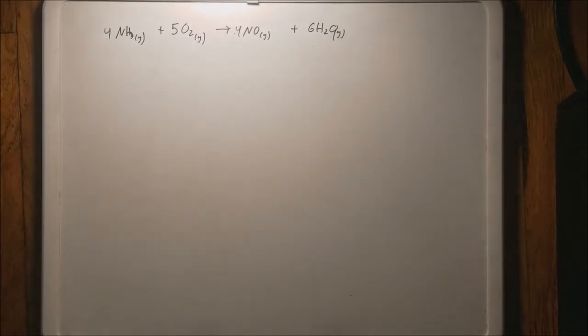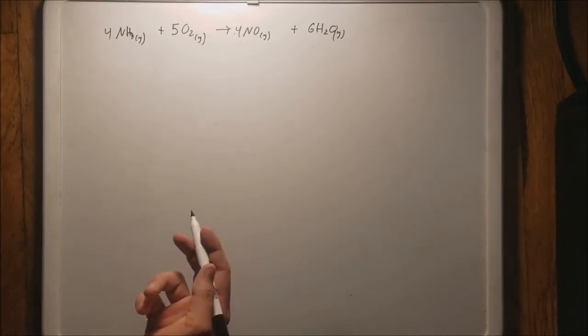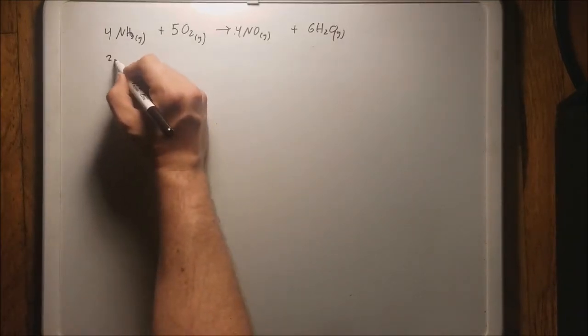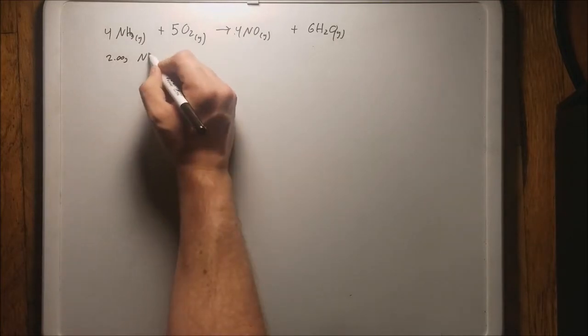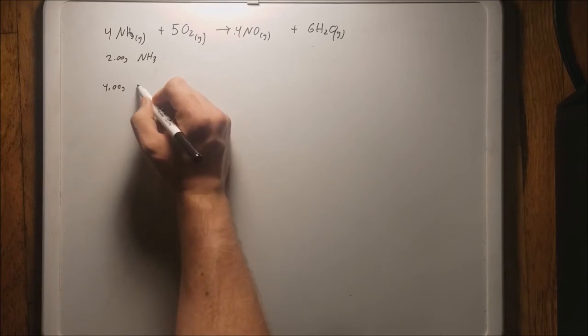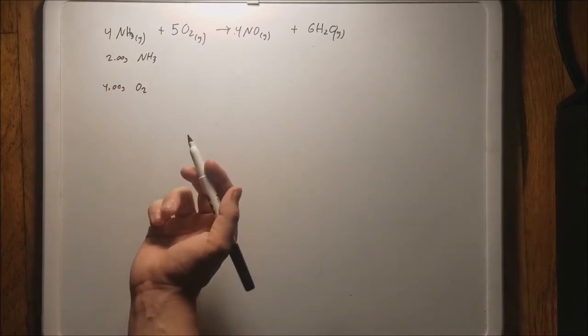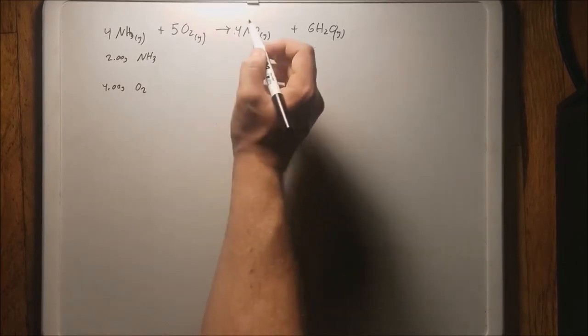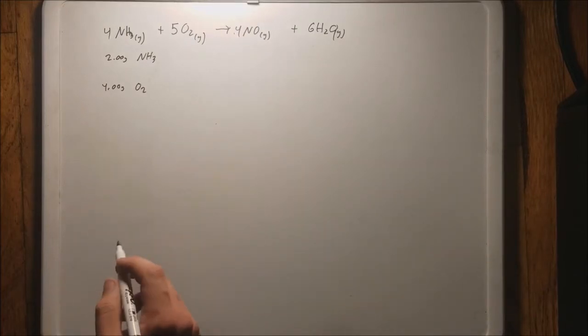All right. So what the question first asks us is to find the limiting reactant. So in order to do that, let's take our starting materials, which are 2.00 grams of NH3 and 4.00 grams of O2, and let's just convert them to a final product. So let's convert them to moles of nitrogen monoxide. That should be good.